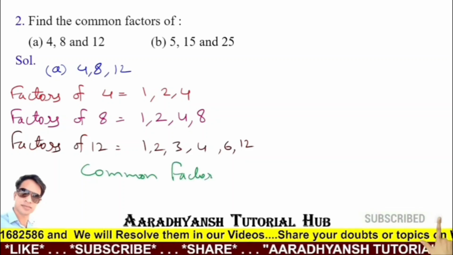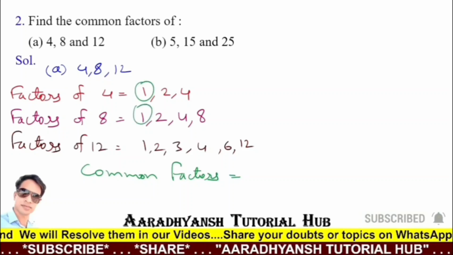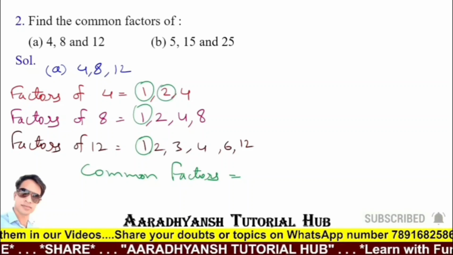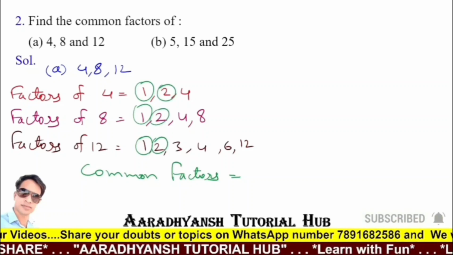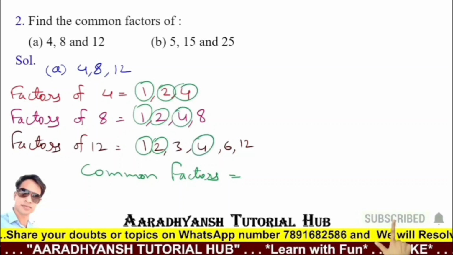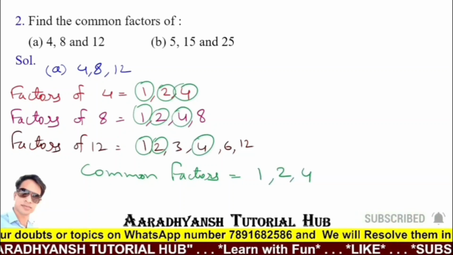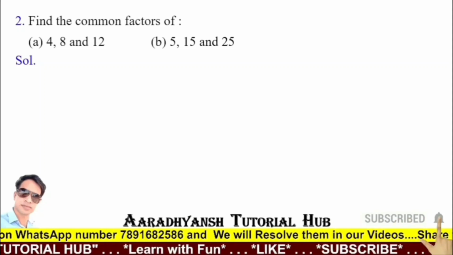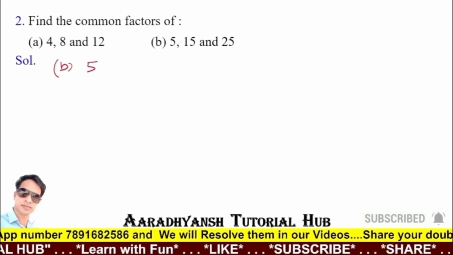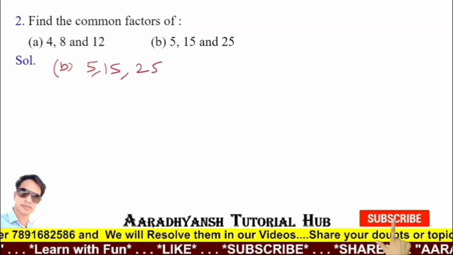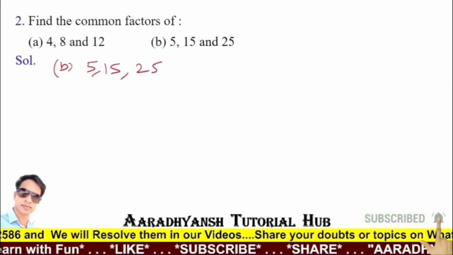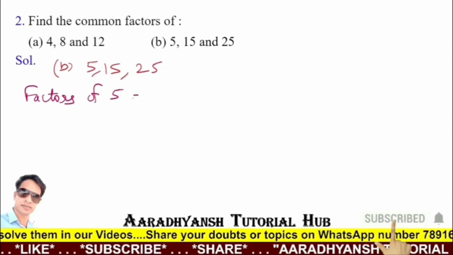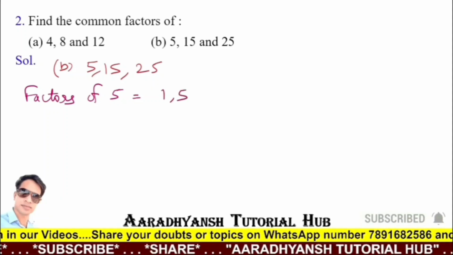Okay. Now you can find common factors. 1 is common among all these numbers. Okay. And 2 is also common factor, and the last is 4. Okay, so 1, 2 and 4 are common factors. Similarly, you can find the answer of question B, 5, 15 and 25. Okay, so factors of 5, that is 1 and 5.